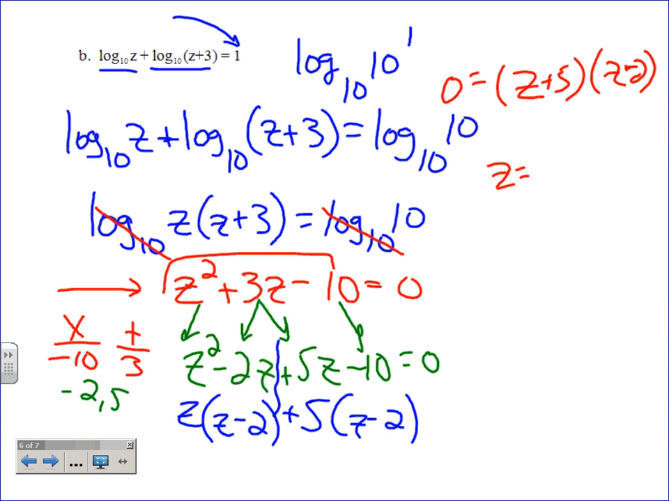So you can set each one equal to 0. If I set this one equal to 0, I get. If I set that one equal to 0, I get. Please keep in mind that this little factor thing like this only works if it equals 0. You can't just put any number you want there. It doesn't work.